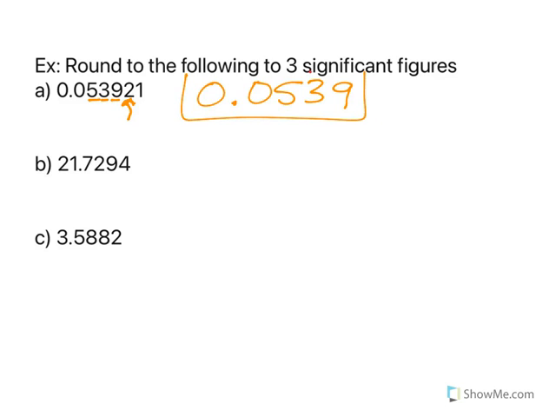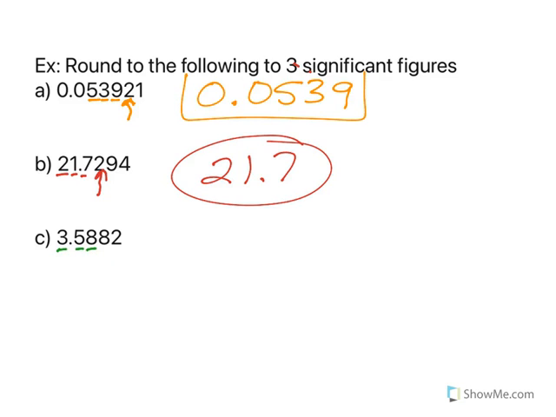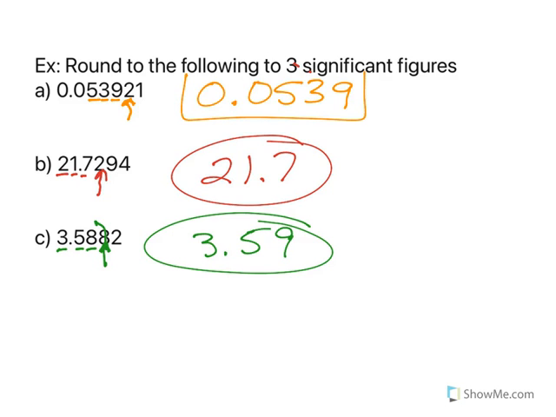So the key is to first identify your 3 significant figures. In B, 217 are my 3 significant figures. Again, I have a 2, so that tells me to round down, 21.7. Again, 3 significant figures for letter C, 1, 2, 3. The 8 tells me to round up, so I'll have 3.59. So that's just rounding to significant figures.